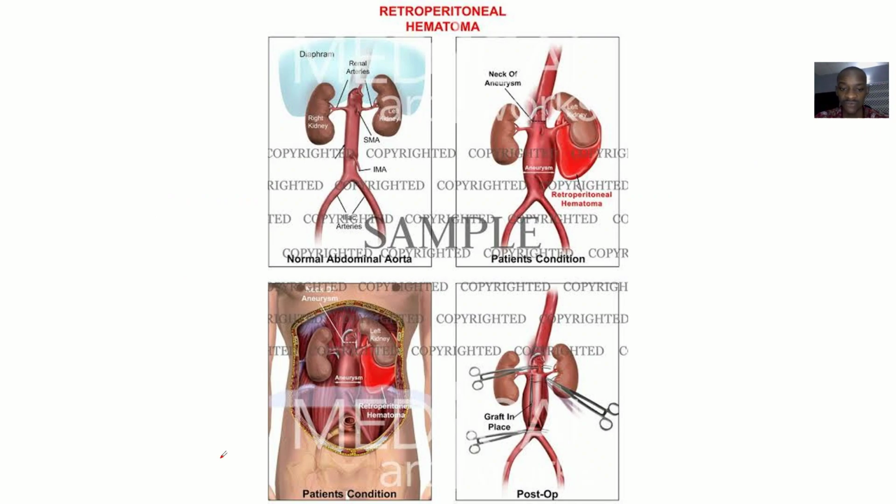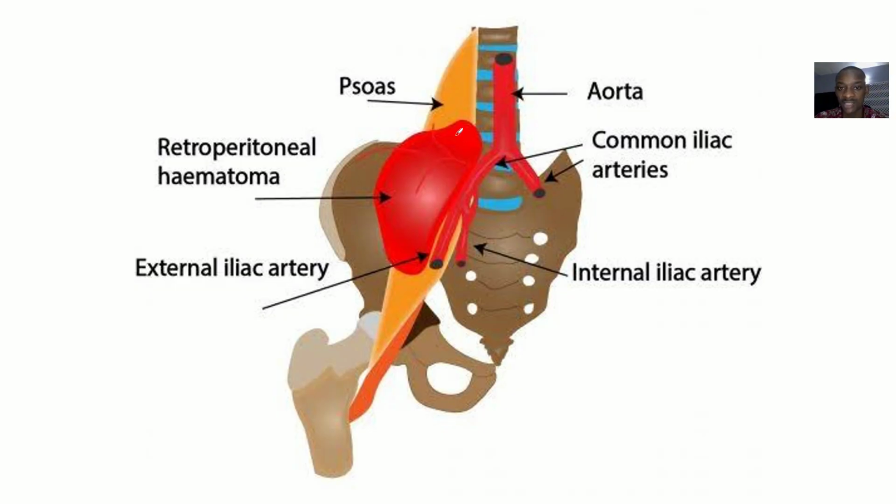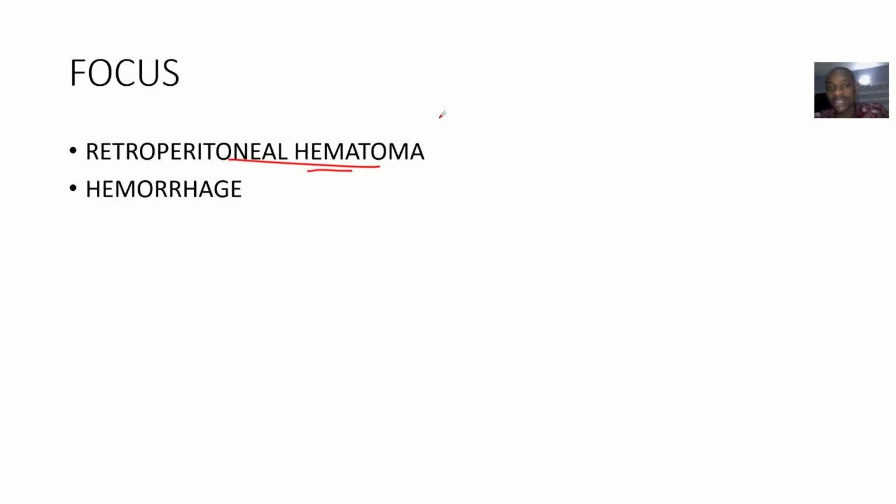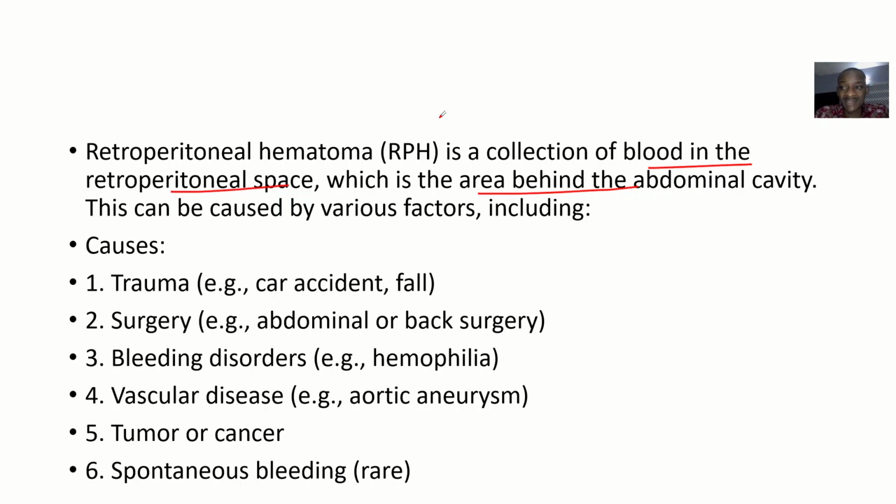Now, for blood to actually collect, can you see there's collection of blood here? For blood to actually collect there, one of the causes could be trauma. Like somebody had an accident, a car accident, or the person fell. Surgery, it could be an abdominal surgery or any back surgery. Bleeding disorder, it could be due to what? Hemophilia. Hemophilia is a disorder where the blood is not clotting, or is not clotting fast.